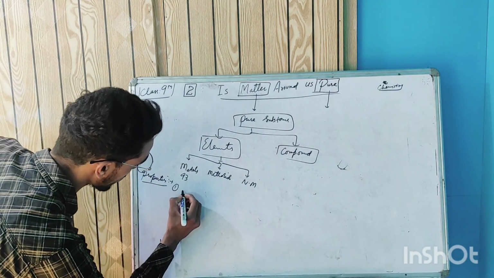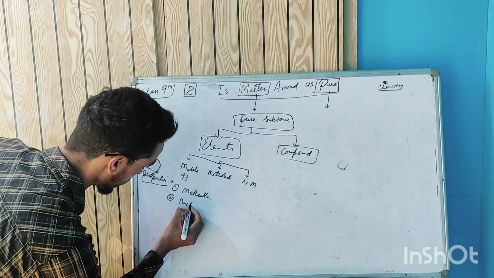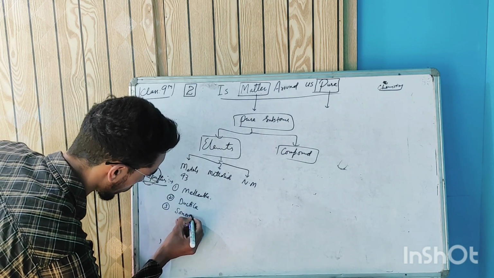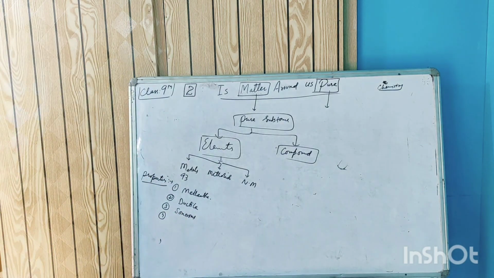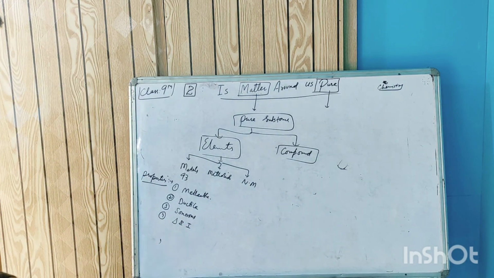Now the properties of metals. First property, metals are malleable. Second property, they are ductile. Third property, they are sonorous. Fourth property, they conduct electricity and heat. Heat and electricity means electric current. They conduct these two, so they are called good conductors of both heat and electricity.